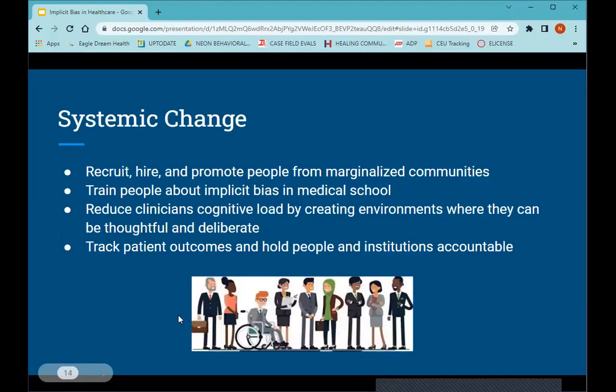Also, we need systemic change to stop implicit bias. Although I didn't say this earlier and I need to, it is not only possible, but common for people to have implicit bias towards their own identity groups. So for gay people to have implicit bias against gay people, for Black people to have implicit bias against Black people, for women to have implicit bias against women.